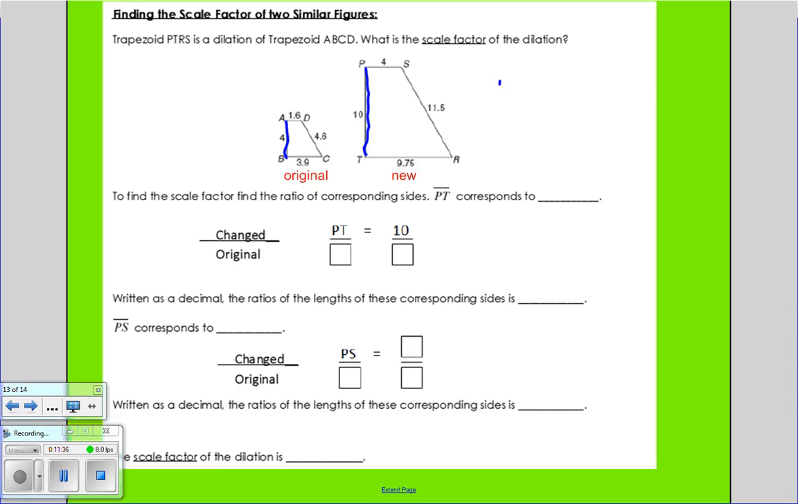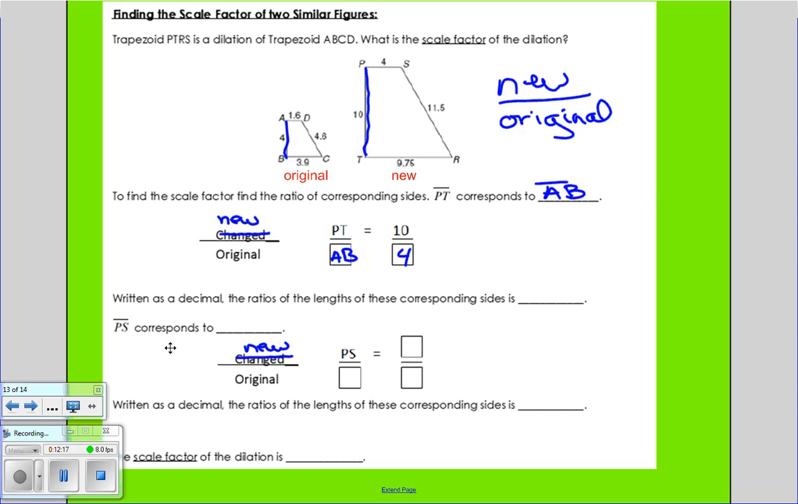Okay? Now, we always put the new over the original. You remember from your percent proportions, the original always went on the bottom. Well, it's the same thing here. The original figure will go on the bottom. And I like to call this new because we don't want to use the word changed because that sounds like percent proportion where we subtracted and we're not doing that. So new over original. Okay, so if our new one is 10, the original is 4 here, and that would be line AB is worth 4. So now we have 10 over 4.